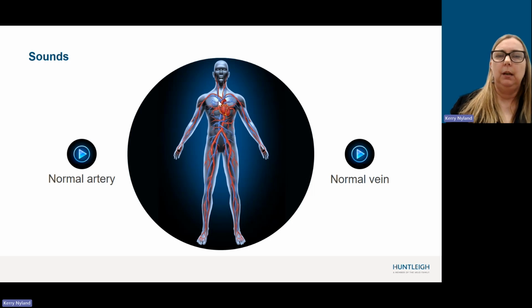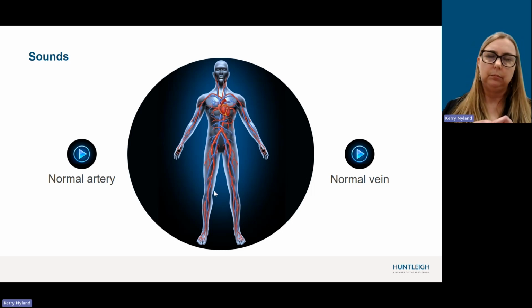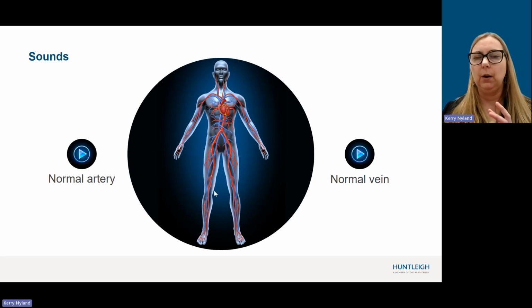Okay, so it's a nice healthy artery there. It's like a train, da da da da da da da da. So we'll just have a listen to a vein. So it's like a very windy, whooshy sound. So it can sound very similar to a diseased artery in a monophasic pulse.